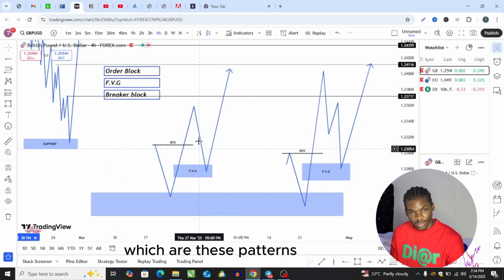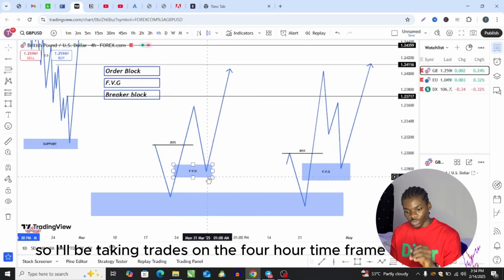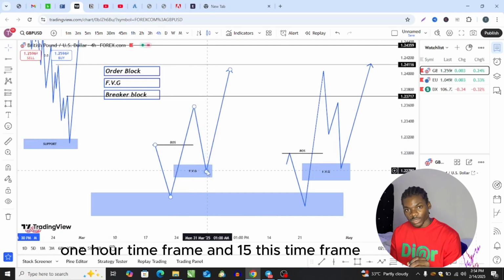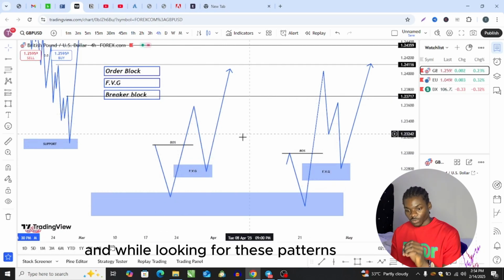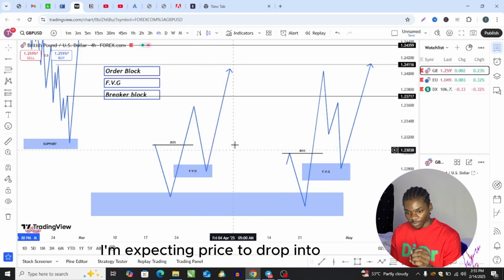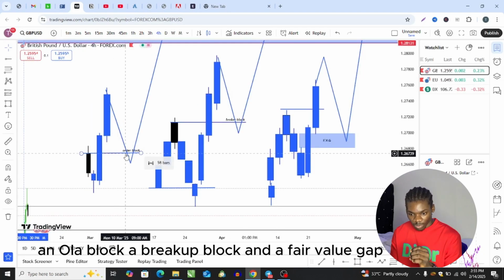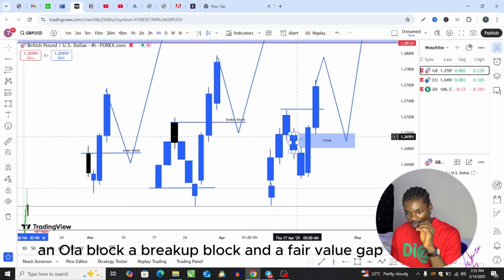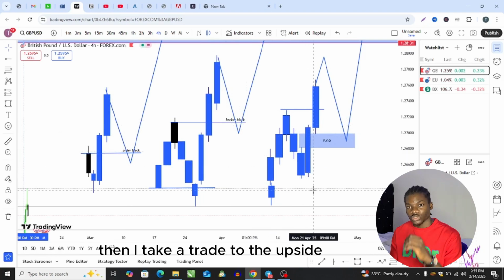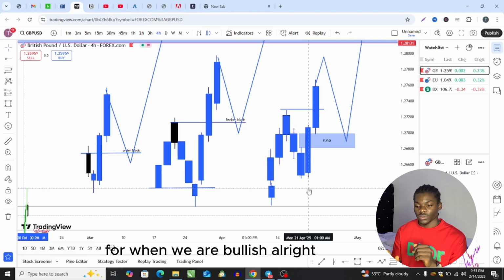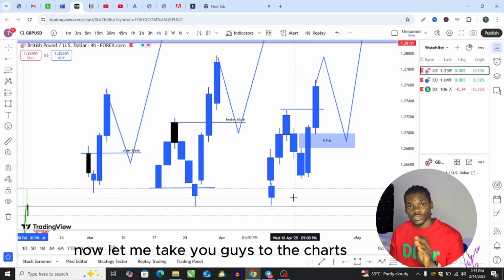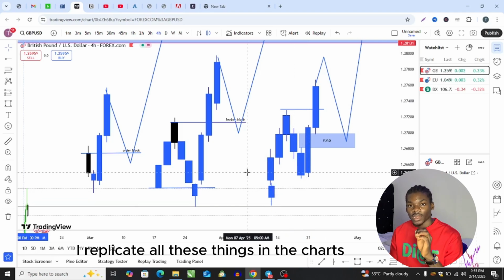Which are these patterns? So I'll be taking trades on the 4-hour time frame, 1-hour time frame, and 15 minutes time frame. That's where I'll be looking for all these patterns. And while looking for all these patterns, I'm anticipating price to drop into an order block, a breaker block, and a fair value gap. Then I'll take a trade to the upside. So everything I'm doing here is going to be for when we are bullish. All right. Now let me take you guys to the charts and show you guys how I replicate all these things in the charts.